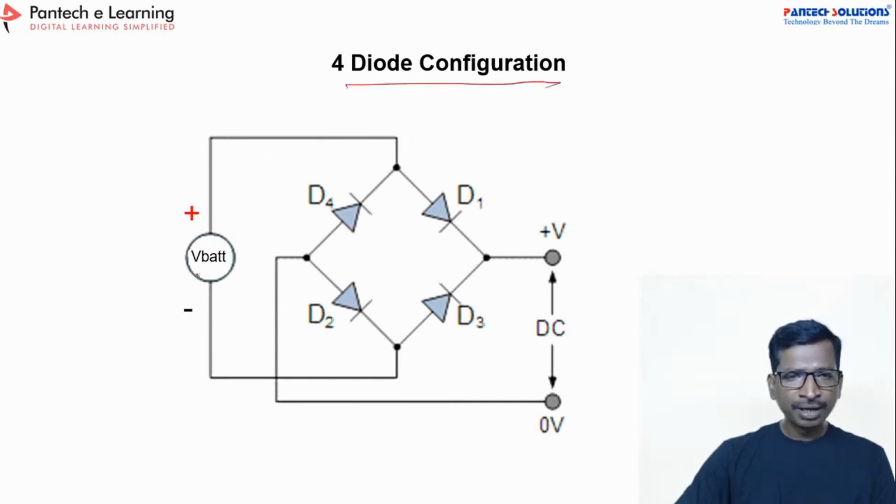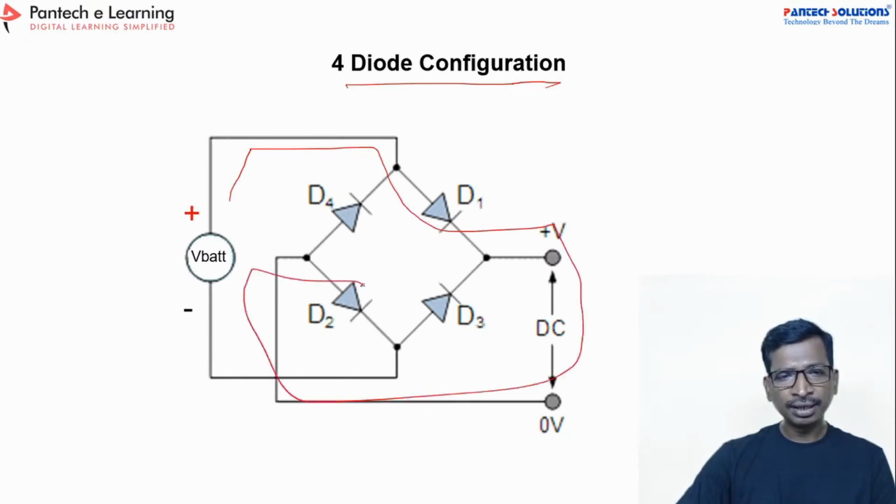See here, if you connect the battery positive and negative in the correct direction, this diode will take care and this diode will conduct. Similarly, if you connect in the reverse direction, with positive and negative swapped, even then the load will always get the positive one. So like this it will happen.